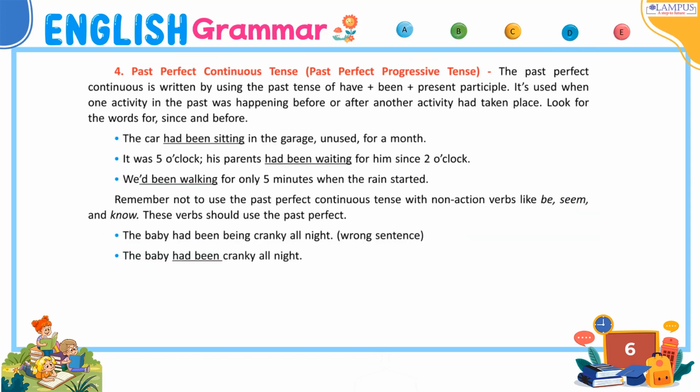4. Past perfect continuous tense, past perfect progressive tense. The past perfect continuous is written by using the past tense of have plus been plus present participle. It's used when one activity in the past was happening before or after another activity had taken place. Look for the words for, since and before.